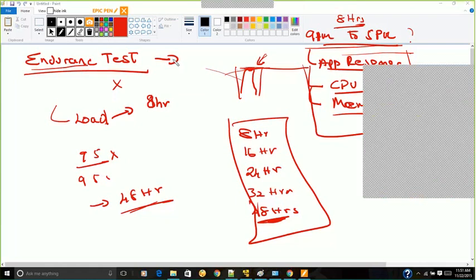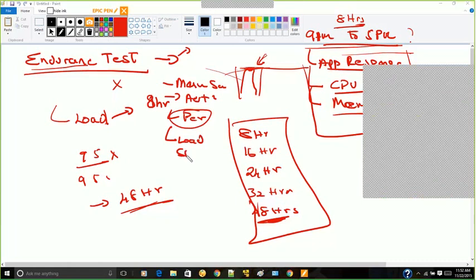So in order for you to sign off the release, you need the sign off from the manual testing team. You need a sign off from the automation team. You need a sign off from the performance team. So performance team, you will run load, stress, and endurance for 8 hours. You don't run it for 48 hours, because you don't have that much time.